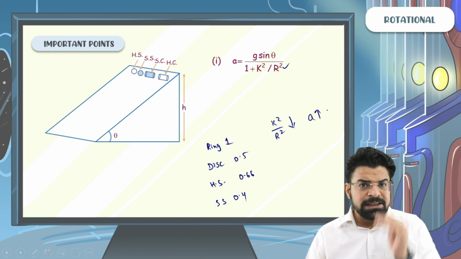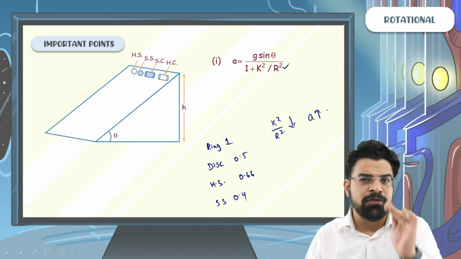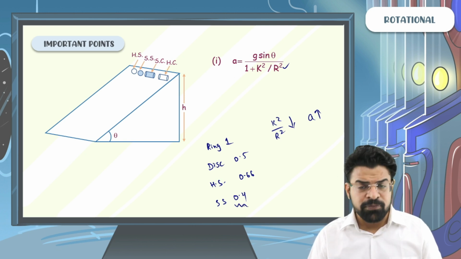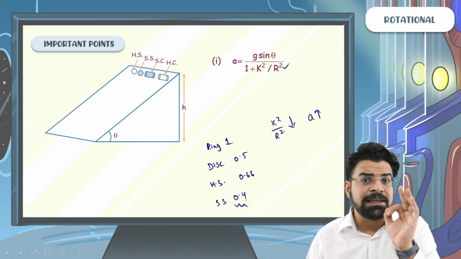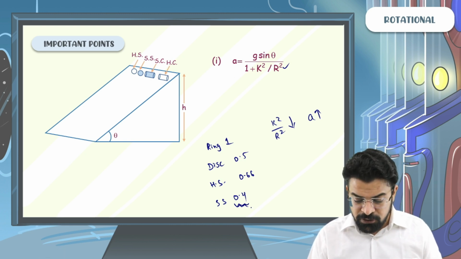So out of these four, which one has the lowest value of k square by r square? You will say it's a solid sphere. It has the lowest value of k square by r square, hence it will have the highest acceleration. And the acceleration of the solid sphere will be highest, the acceleration of the ring will be lowest.